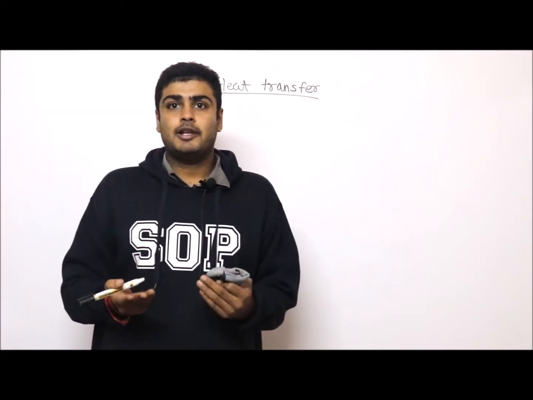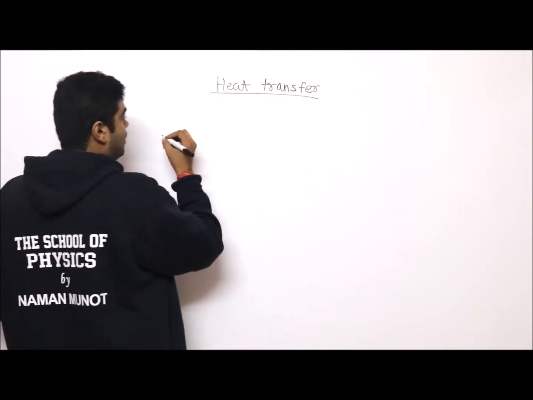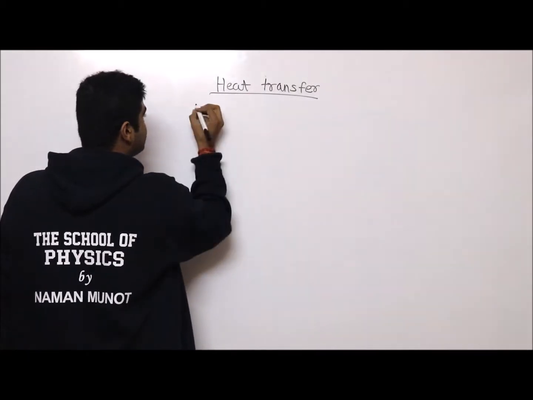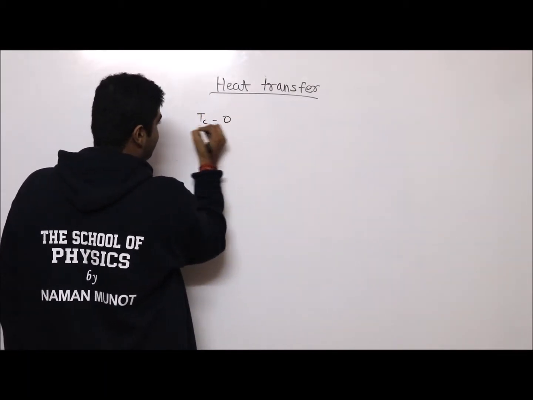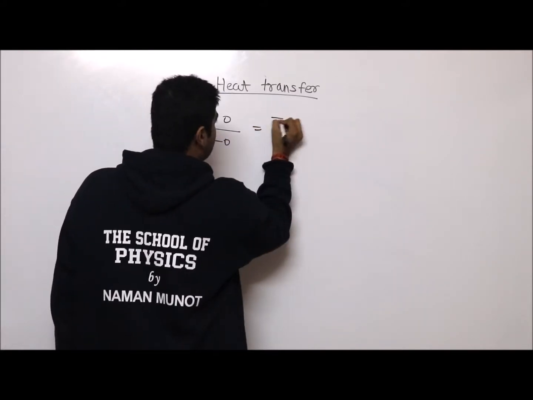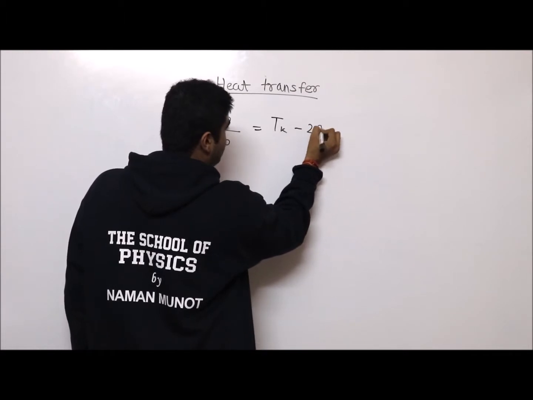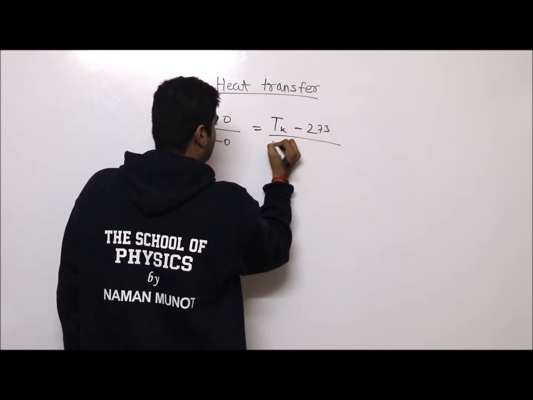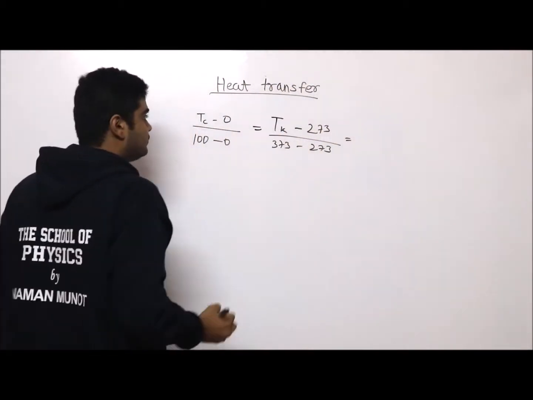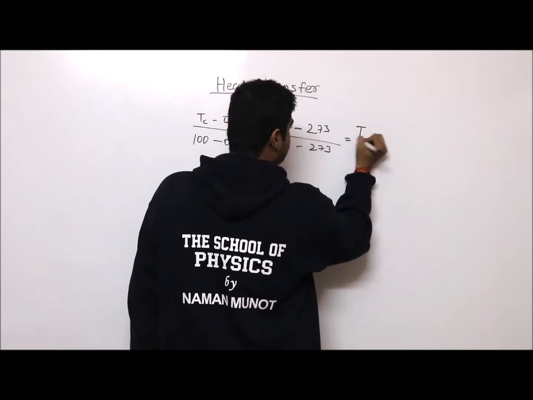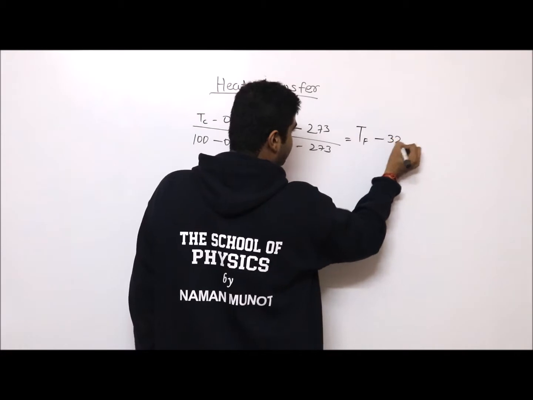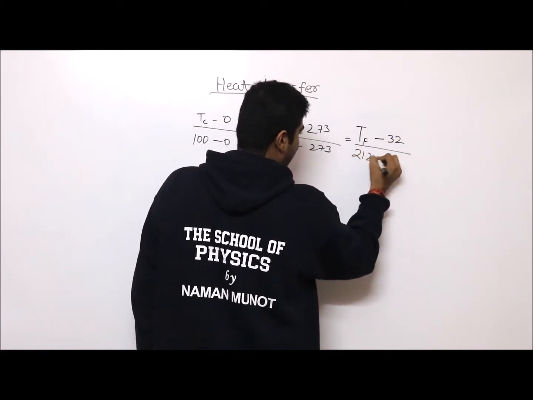So the first formula that we are going to see is the temperature scale. The temperature in degree Celsius minus 0, the lower limit, upon the upper limit minus the lower limit, is equal to temperature in Kelvin minus 273, the lower limit, upon 373 minus 273, which is equal to temperature in Fahrenheit minus the lower limit 32, upon the upper limit 212 minus 32.